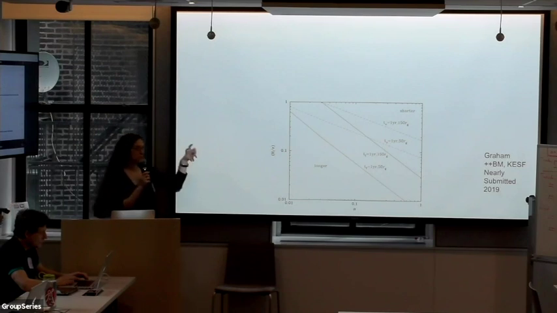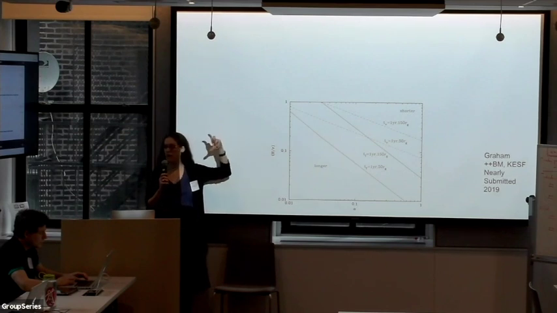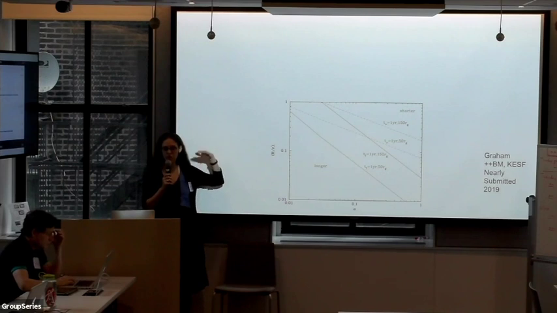Is that your main point? Not dense, tall. So H over R, scale height, thick. Yeah, geometrically thick. So you need something to change the scale height of the disk.